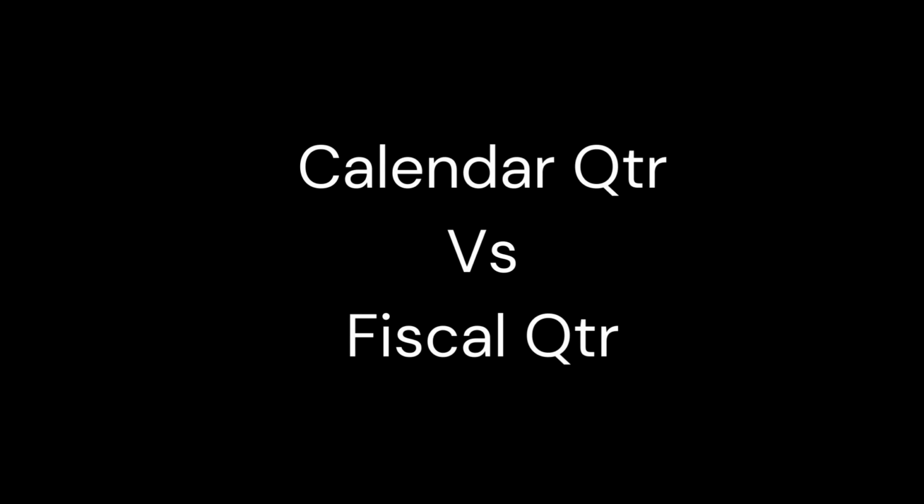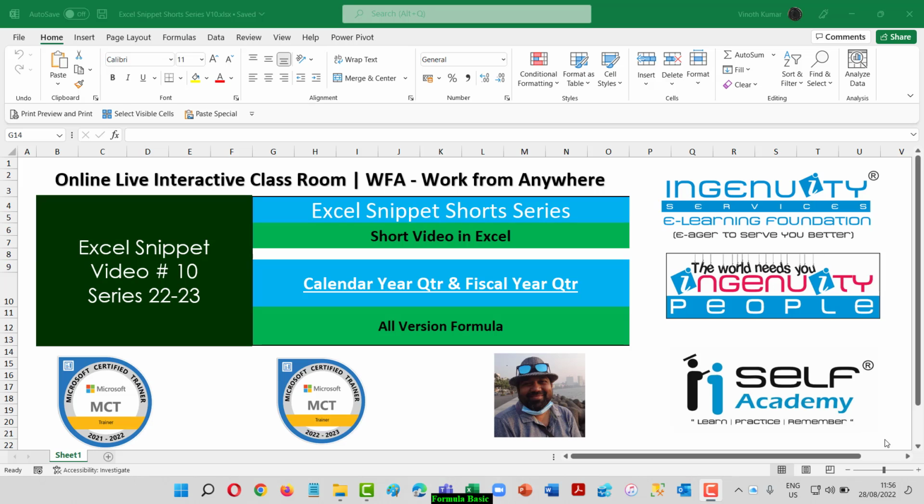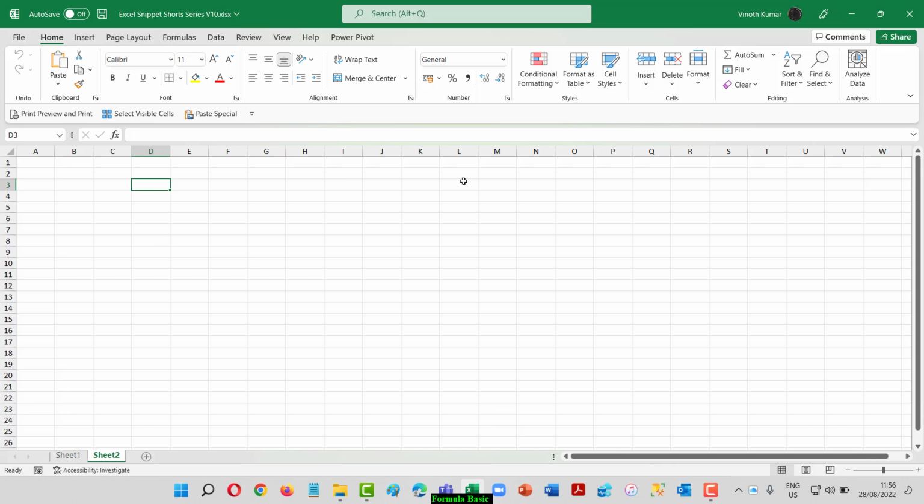And in today's video, I want to create a small, simple formula to create a calendar year quarter and a fiscal year quarter. Let's see how to do that. Let me go back and create a small date field. I'm going to create a date field for one full year. So let me add a date here and then add a calendar quarter and a fiscal quarter.